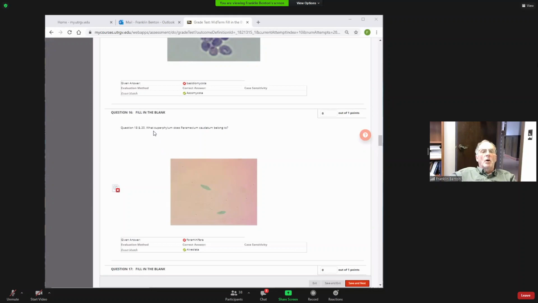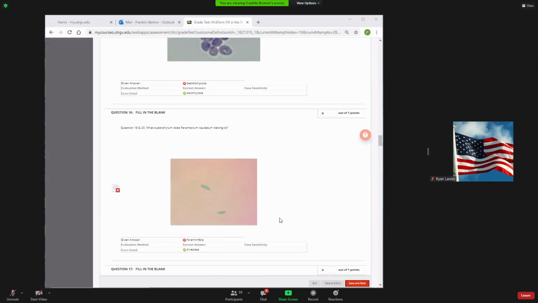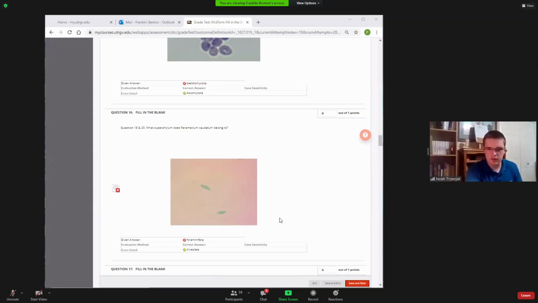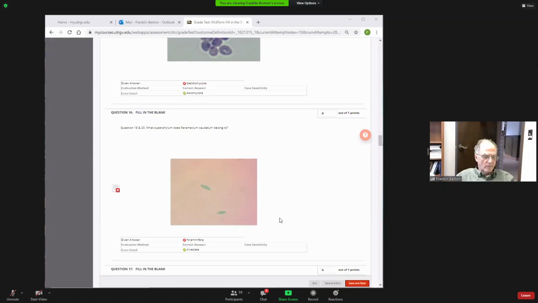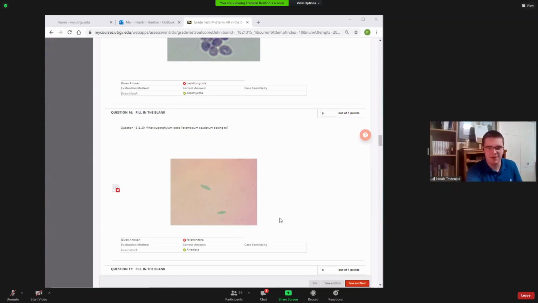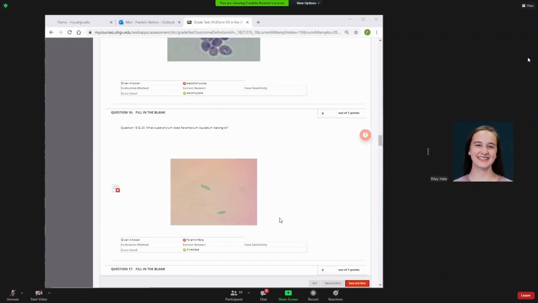Oh, I love this. What superphylum does Paramecium caudata belong to? Alveolata. Yeah, how many people got that right? I think I did because I studied Alveolata pretty thoroughly. Honestly, I don't remember. I've tried to block the entire experience out of my memory. Me too. Okay, we'll take a look at it.